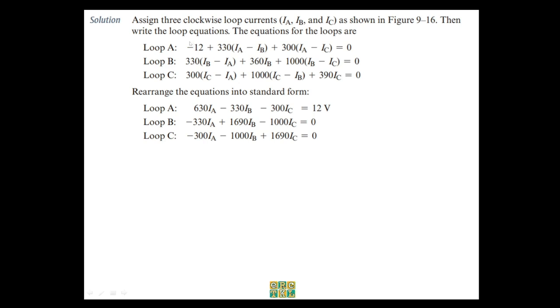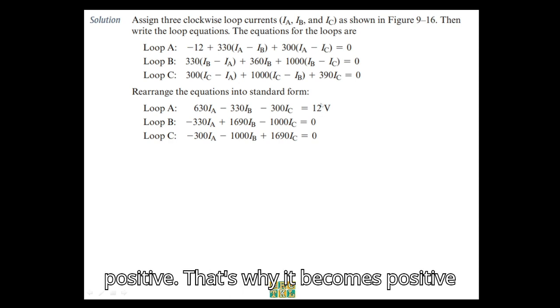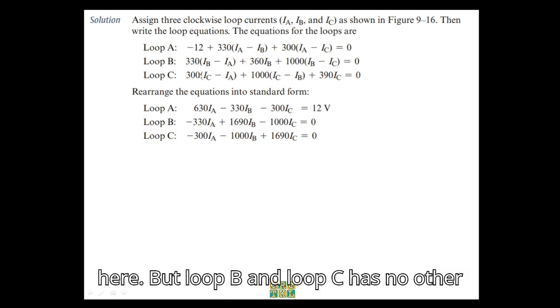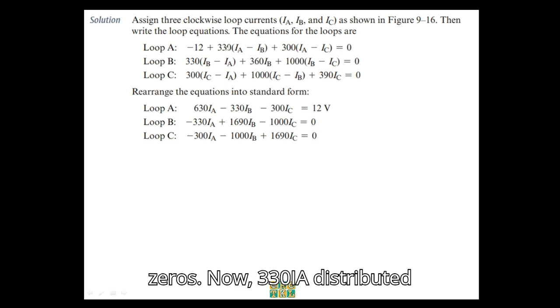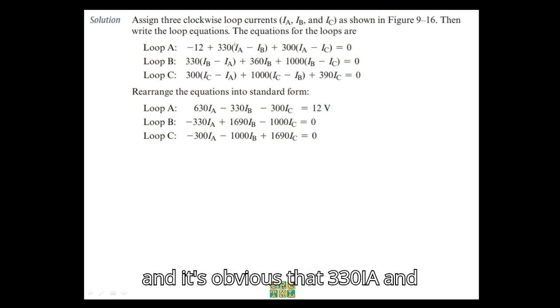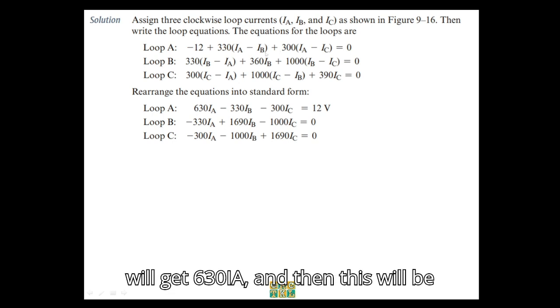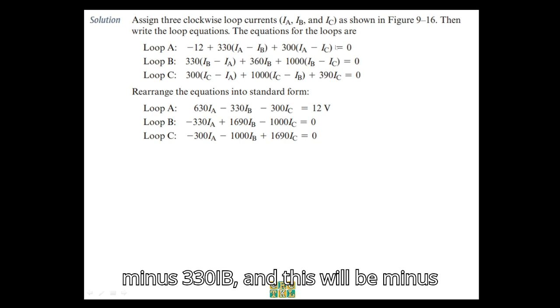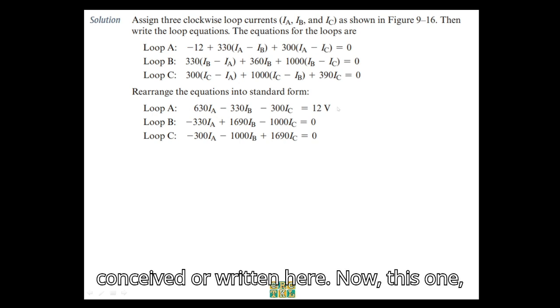And this constant value, minus 12, you can move it to the right and it will become positive. That's why it becomes positive here. But loop B and loop C have no other constants. That's why these are all zeros. Now, 330 IA distributed here will be 330 IA minus 330 IB plus 300 IA. And 330 IA and 300 IA will be added together, then we will get 630 IA. And then this will be minus 330 IB, and this will be minus 300 IC. That's how loop A was written here.